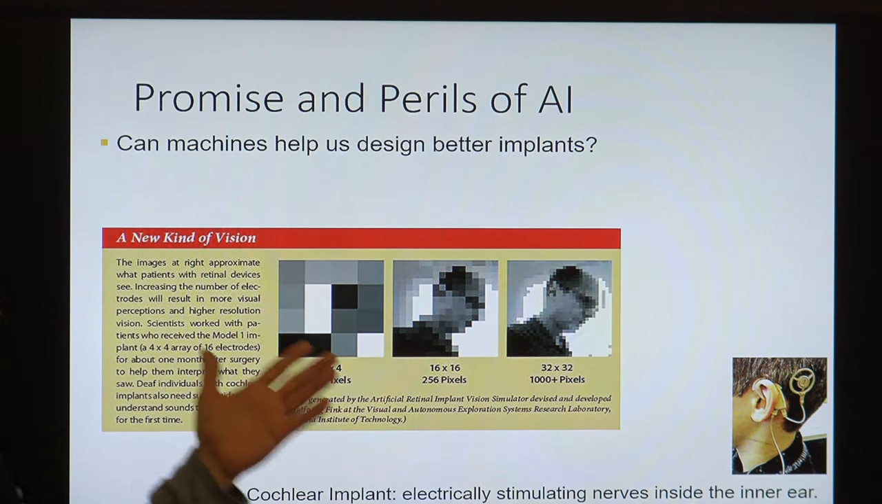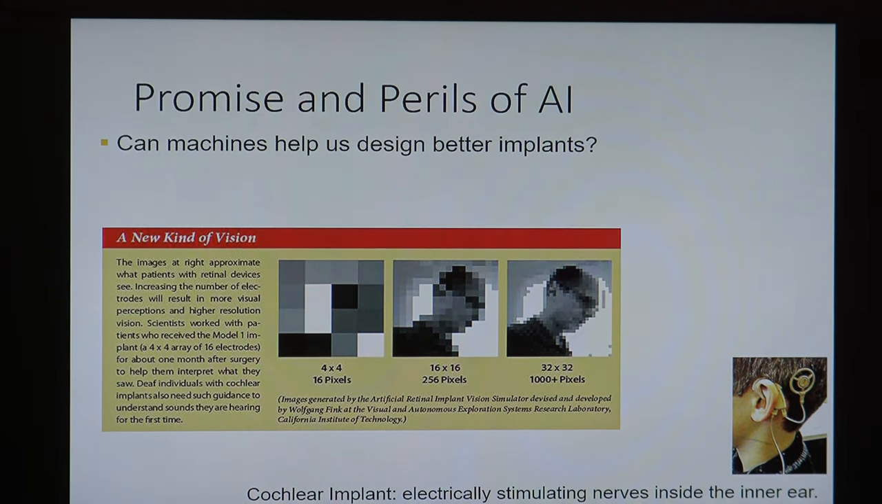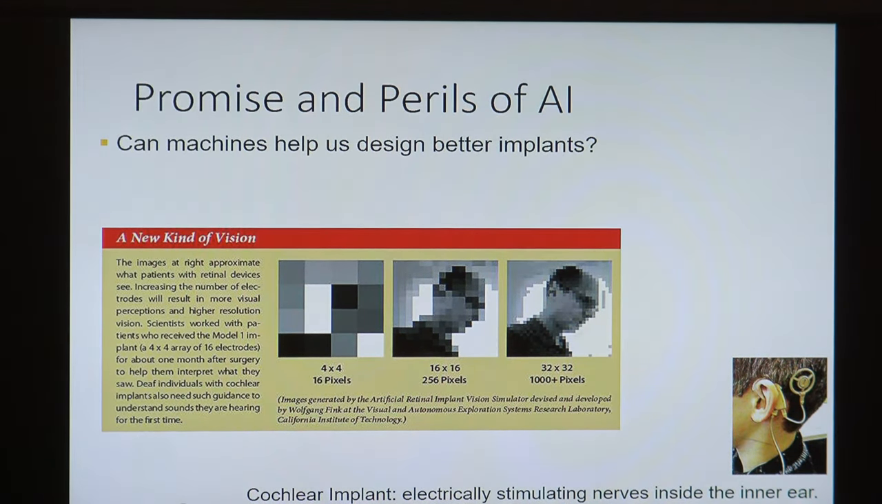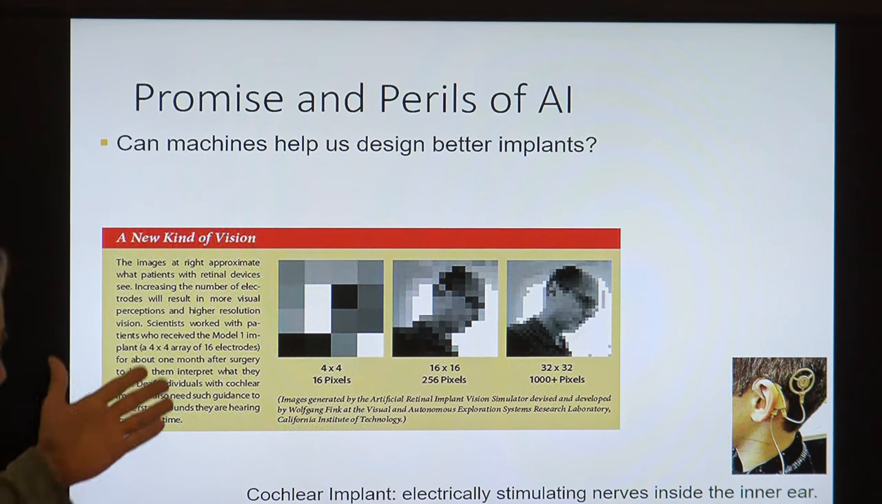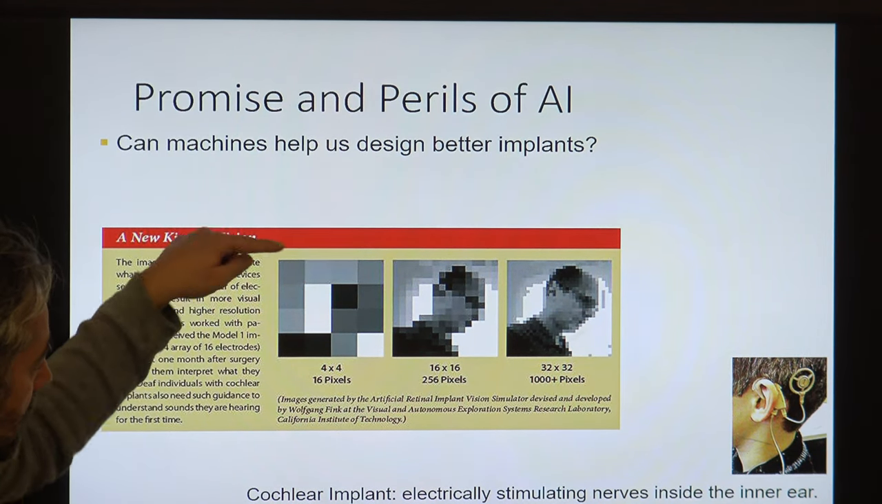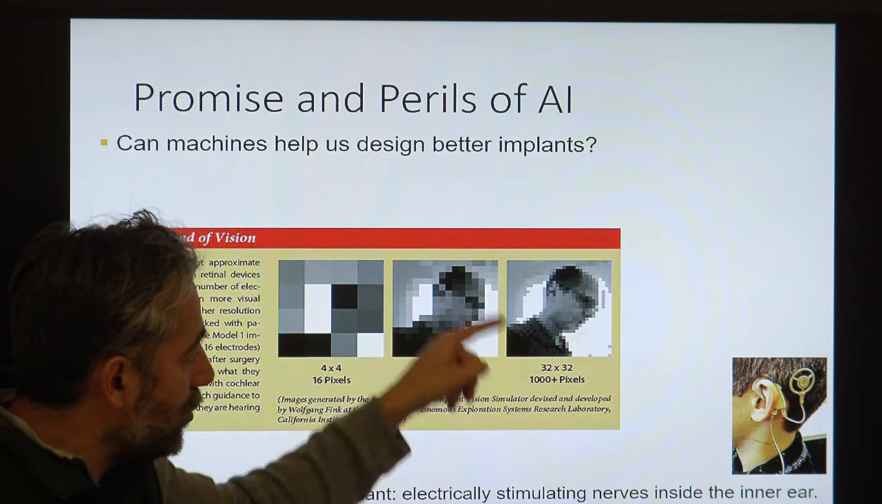They use the same idea here, but you have cameras that are put on glasses, a normal glass, but you have these cameras. The cameras communicate with a chip that has been put on top of the retina. And this chip is exciting the nerves of the retina to make you believe you see something. So then the message is sent through the optical nerve to the brain, and the brain sees something. The early images that they had were 4x4 pixels, 16 by 16, now 32 by 32.